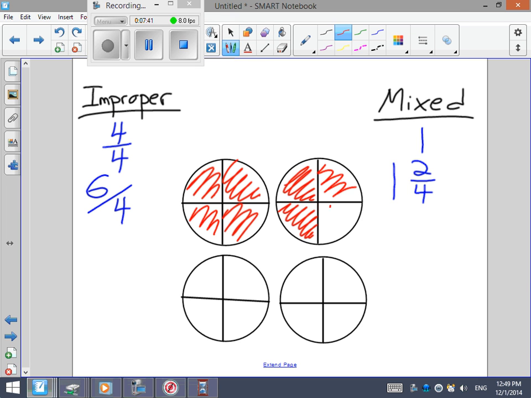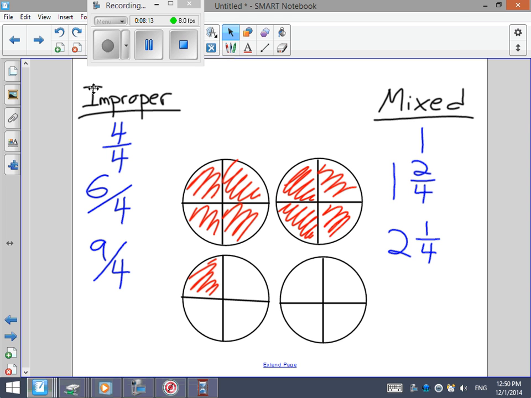Let's say we kept going. Let's say now we have some extra slices. What about this? How could we write that? Well, again, let's start with improper this time. Count up our slices. We have 4 in the first, 4 in the second, plus 1 in our last piece, so that would be 9 slices. And again, there's only 4 in a pizza, so that would be 9/4. Again, if we're going mixed, you can count them up again. We have 2 full pizzas and 1 slice left over. So, same thing. Again, 2 ways to write the exact same amount.